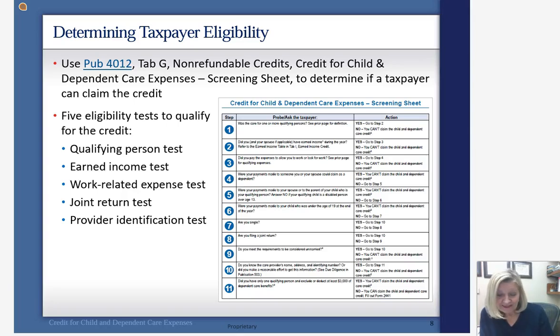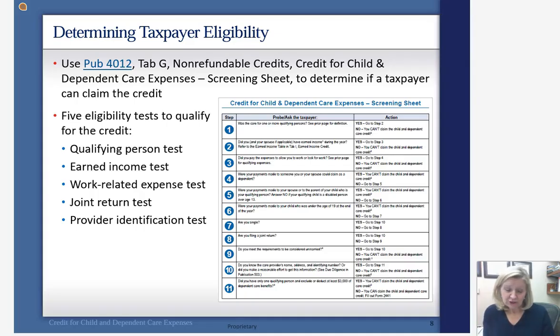Were your payments made to someone you or your spouse can claim as a dependent? So if you used one of your other children to provide daycare for your young child, that's fine, but you can't get the child tax credit for those expenses. Were the payments made to your spouse or to the parent of your child who is your qualifying person? Again, if that's who you paid the expenses to, you can't claim the child and dependent care credit.